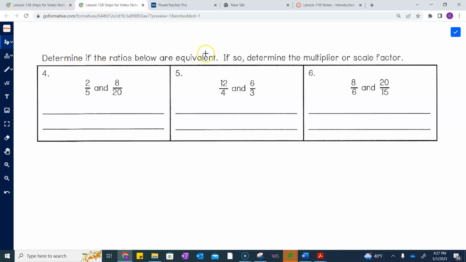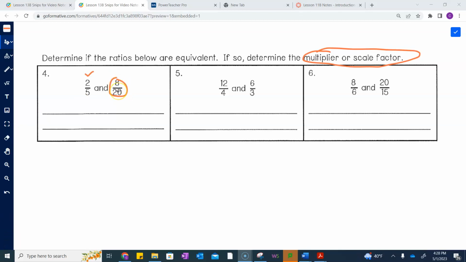The first way I'm going to do it is try to determine if they're equivalent, and then if they are, figure out what multiplier or scale factor I use. So looking at 2/5 and 8/20, to determine if they're equivalent, I'm just going to try to put my fractions into lowest terms. So I check this one. It's already in lowest terms. 2/5 is all set. Now I'm going to look at the 8/20.